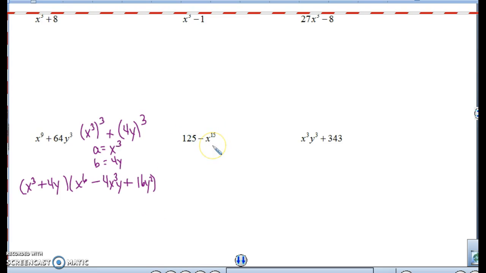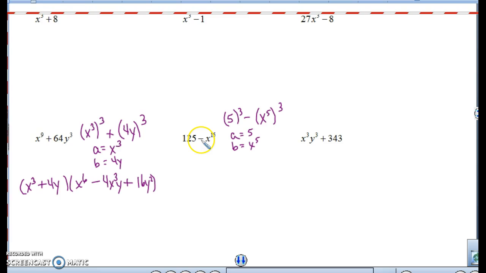125 minus x to the 15th. What are they as perfect cubes? Well, 125 is 5 cubed. And then x to the 15th is actually x to the 5th times x to the 5th times x to the 5th. So it's x to the 5th cubed. So A is 5 and B is x to the 5th.